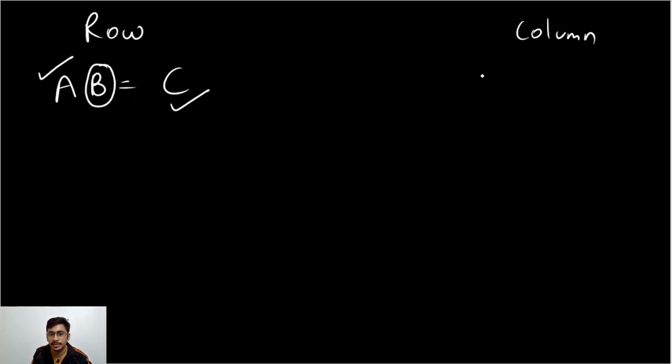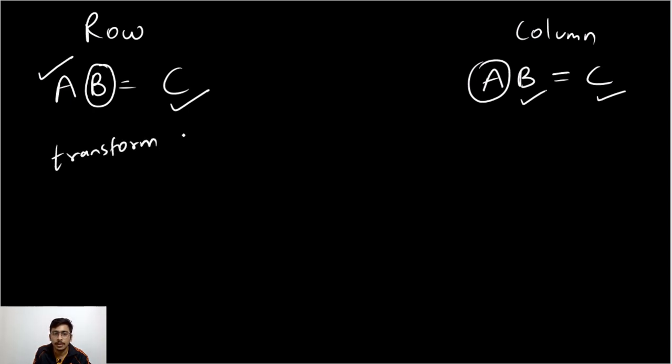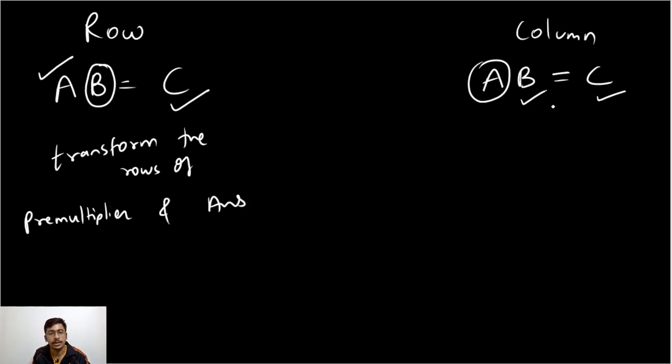So in column transformations, if I have A into B to give me a C, I could apply column transformations to B and C, but I don't have to apply column transformations on A. So I'll say transform the rows of the pre-multiplier and the answer. I could say A is the pre-multiplier because it's before B. So the pre-multiplier and C, not C, but your answer, correct?